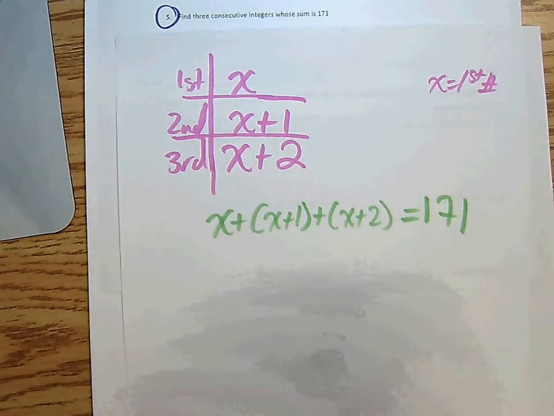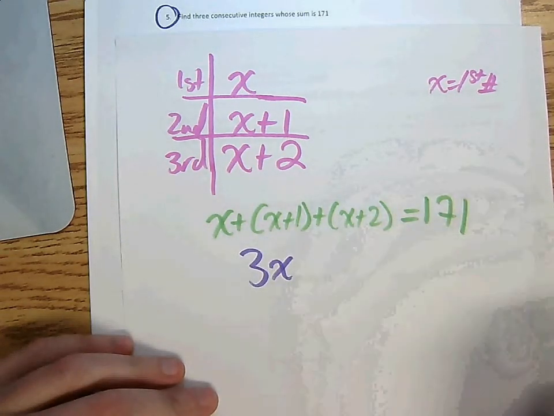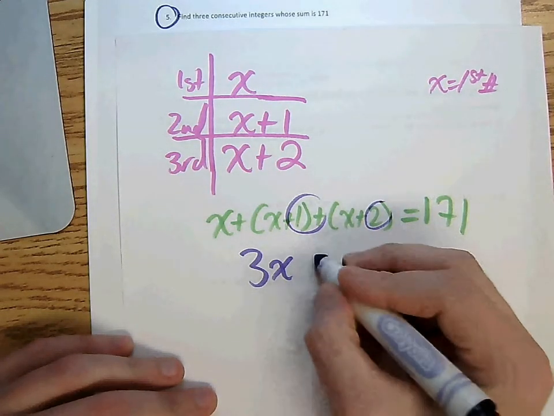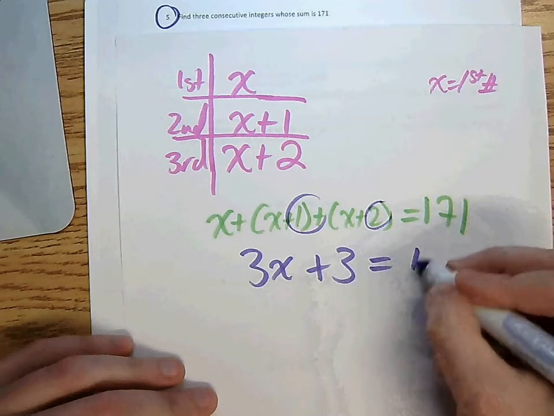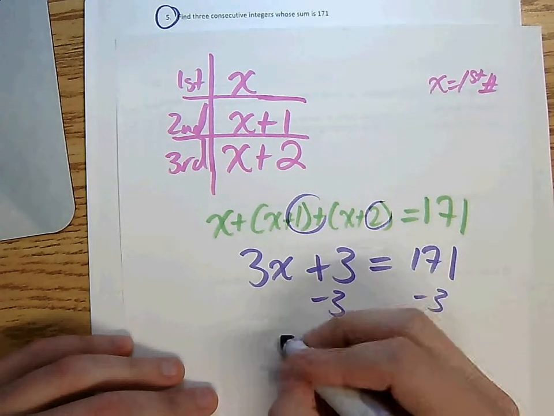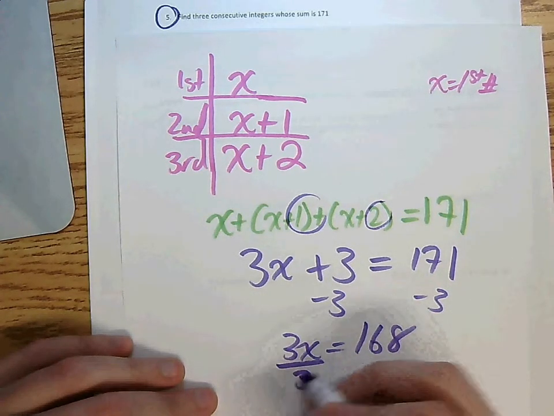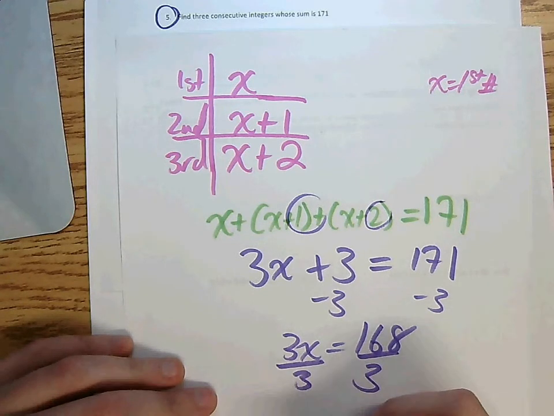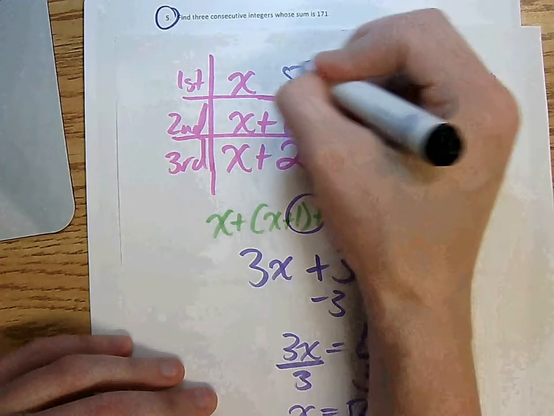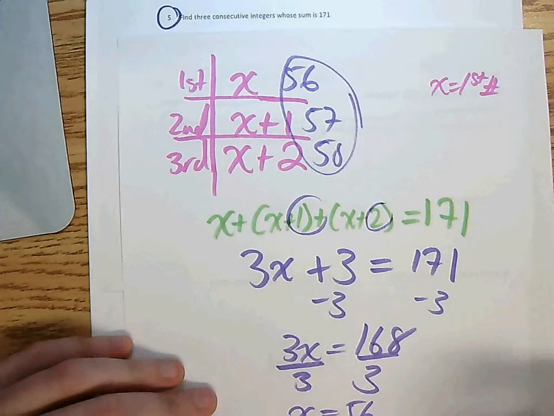Then I'm going to combine my like terms. How many x's do I have? 3. What other number do I have over here? 2 and 1. So that becomes? So 3x plus 3 equals 171. What do I do next? All right. So 3x then equals? And divide each side by 3. So what does x equal? So my three numbers are what then? 56, 57, 58. And that's the actual answer, right, that they were asking for.